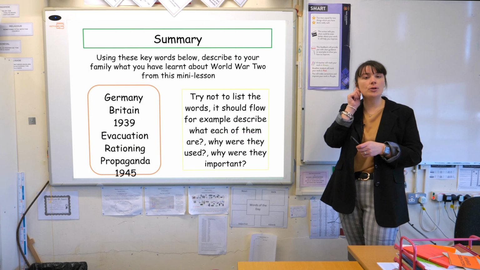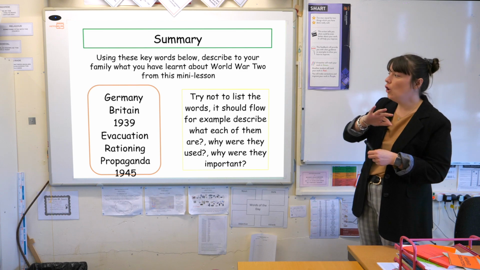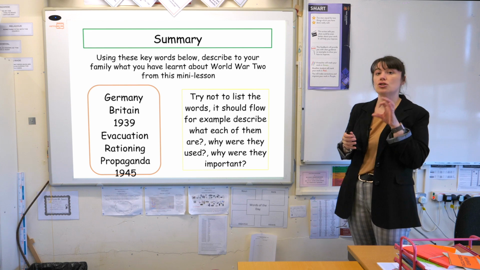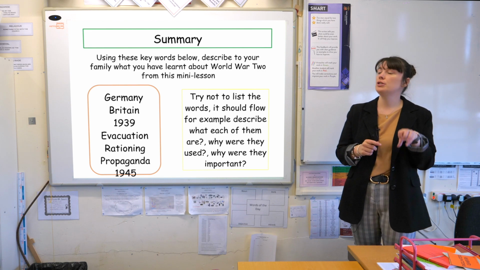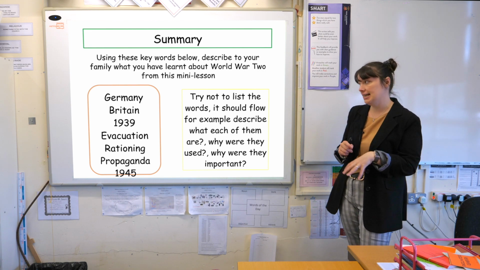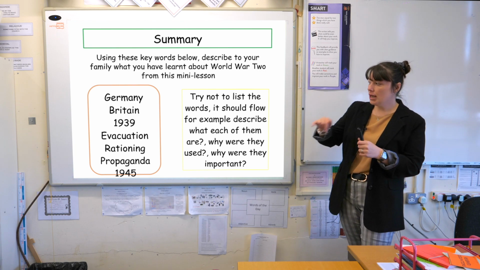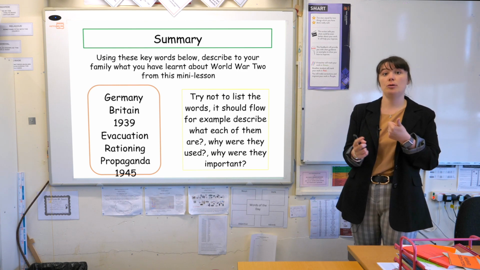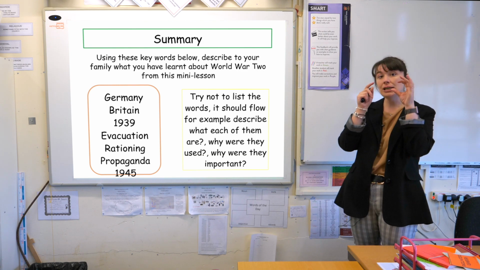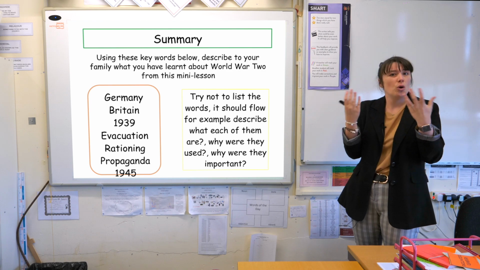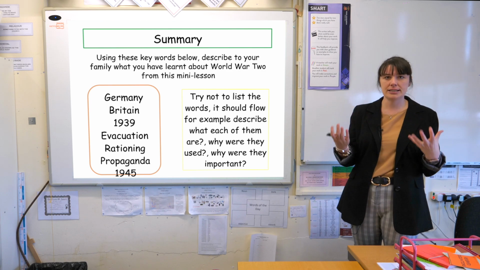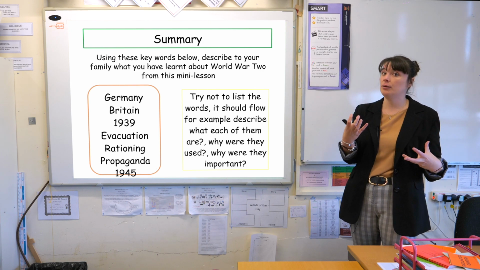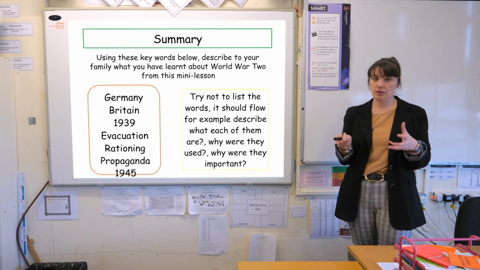So, what I want you to do now with your family is all the different things that you've learned. I want you to use these keywords below to describe to your family what you've learned about World War II from this mini lesson. Those are the words, but I don't want you just to say World War II was Germany, Britain, 1939, evacuation. We're not listing them. Try to explain what they were. So what was Germany's involvement in it? What was Britain's involvement? Why is 1939 so important? What was evacuation?